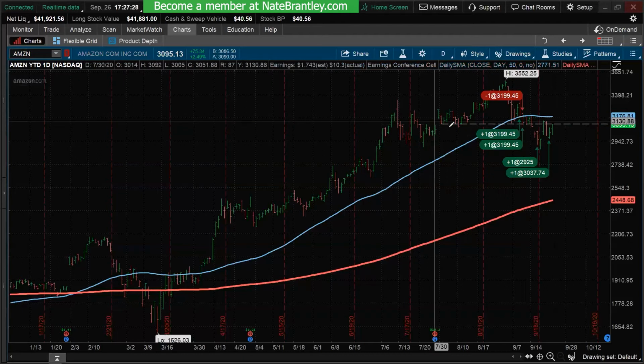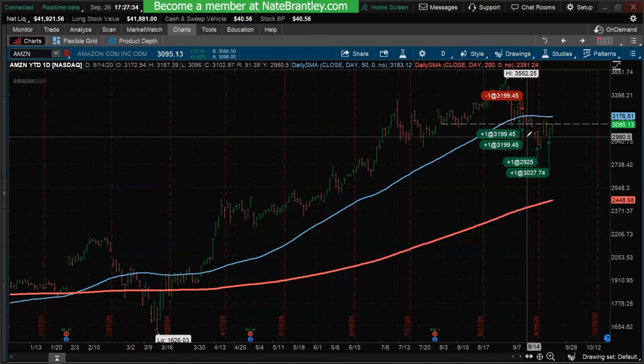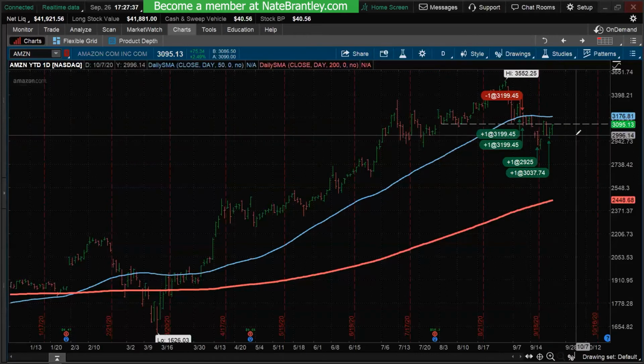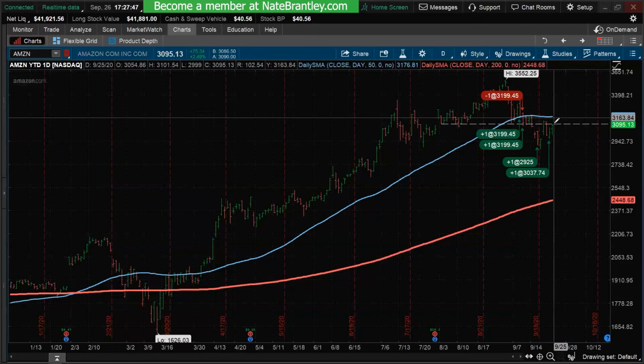But we got some key overhead levels pretty close. So if we can't hold this, we're going to have probably a pretty tight leash around 3K. So we're not going to have a stop loss on, but we just want to keep a close eye on these key levels here.